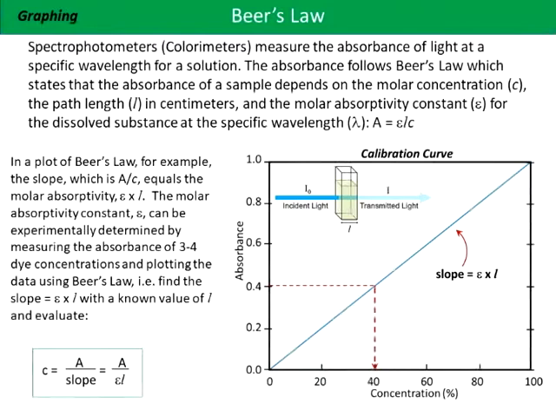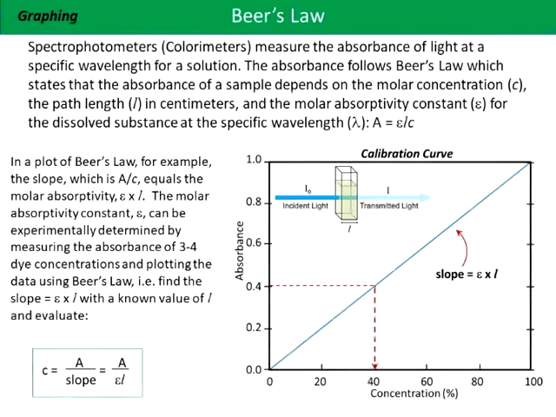The extinction coefficient is oftentimes experimentally determined using plots and graphs. In a plot of Beer's Law, for example, the slope, which is absorbance divided by concentration, equals what's known as molar absorptivity. Therefore, the molar extinction coefficient, epsilon, can be experimentally determined by measuring the absorbance of 3 to 4 dye concentrations and plotting the data using Beer's Law principles.